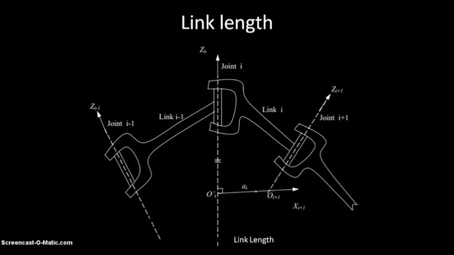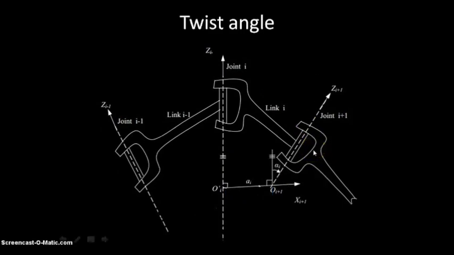Link length. It is the distance of the common normal between Z_i and Z_i+1. Twist angle. It is the angle between the orthogonal projections of Z_i and Z_i+1 onto a plane normal to the common normal a_i. So this is the twist angle. You will get it if you draw a line parallel to Z_i at O_i+1. I will get back to these parameters when I come to the visualization of DH parameters.